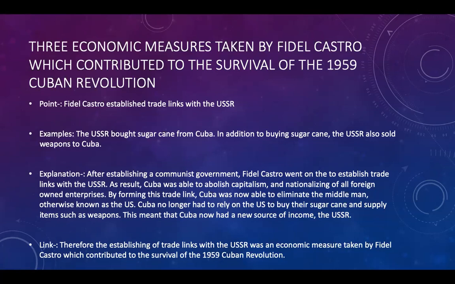Now, if you remove the point, the examples, the explanation, and the link, you get a paragraph. And so if you go into the exam and you write this paragraph, and the question is out of nine, then for this point, you get 3 out of 3. Because everything is there. Your point, your examples, your explanation, and your link. So clearly, the examiner must give you 3 out of 3 for your points. That is how you develop your paragraph.